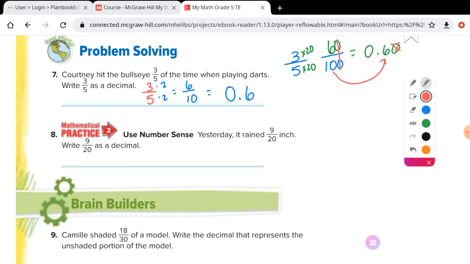So for a lot of these, you could add those extra zeros when you're working it. It's just at the end you got to get rid of them again. That's why we always try and get to the smallest denominator.